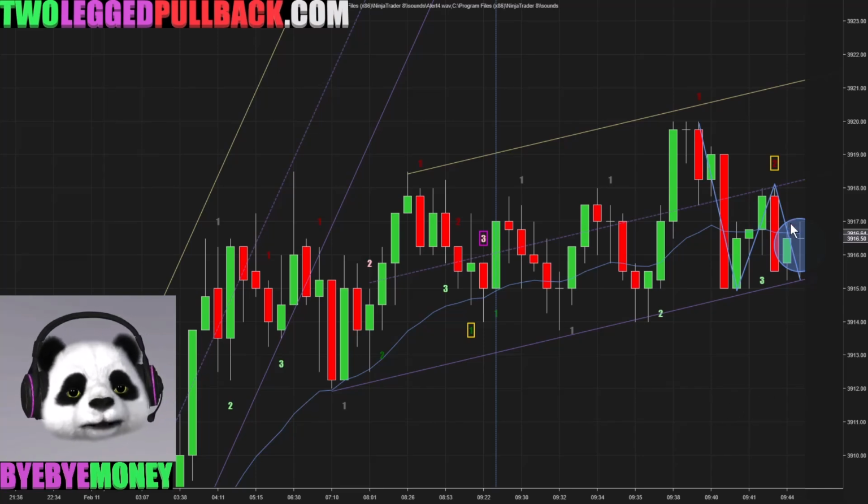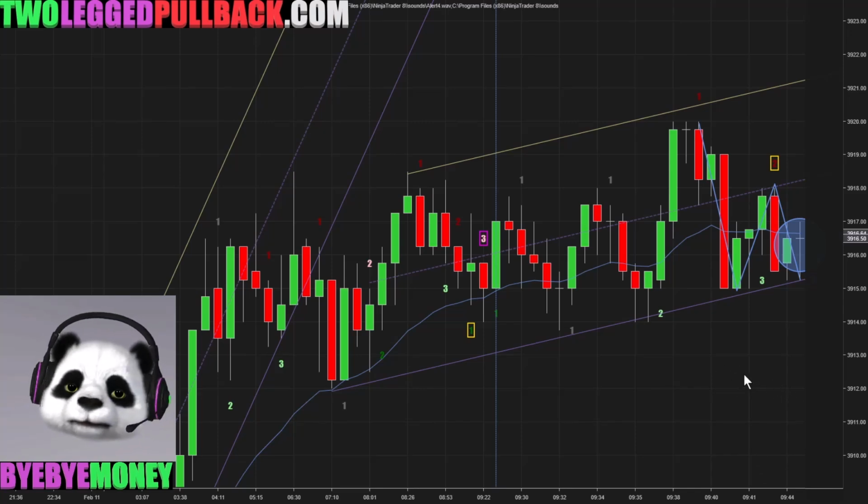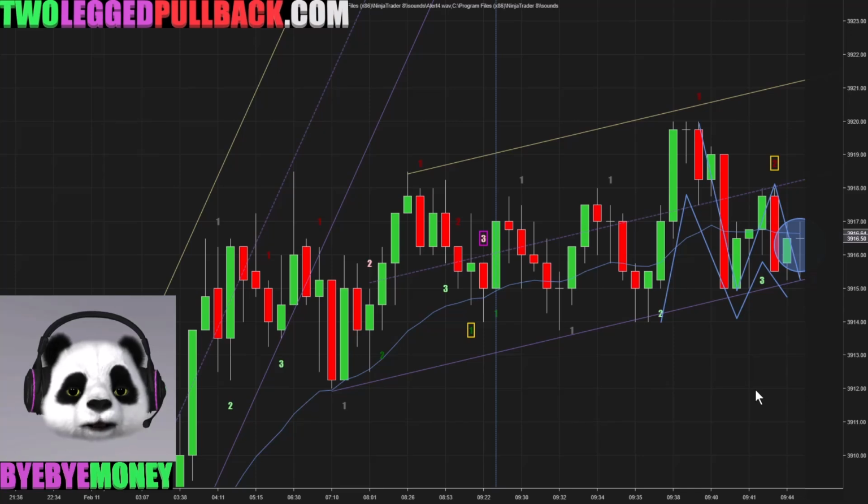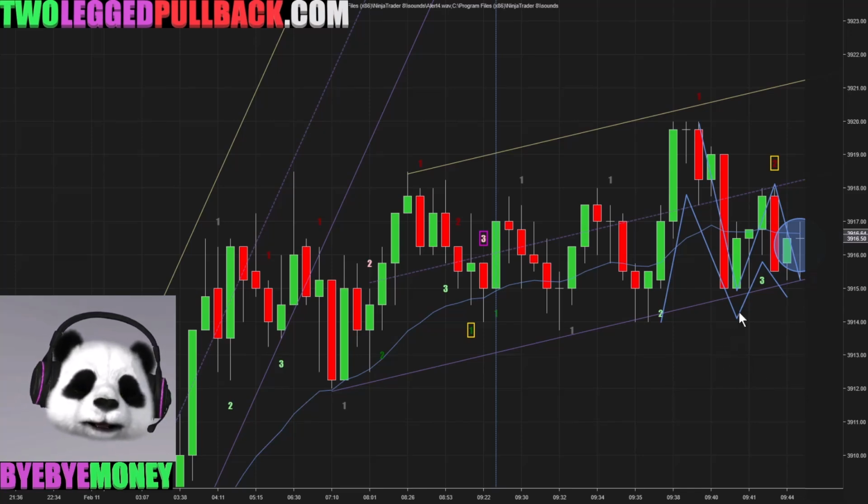Notice here that we have a two-legged pullback, but also notice this, which is very hard to spot if you did not have the indicator. This is actually also a failed second entry short. We have a two-legged pullback the other way, which is surprising, but we do. And on the second entry, it fails. It's failing to make a point. It fails to make a point because it does not make a scalper's profit going downwards.